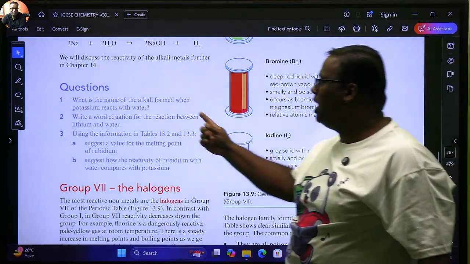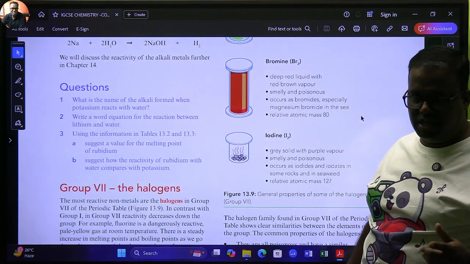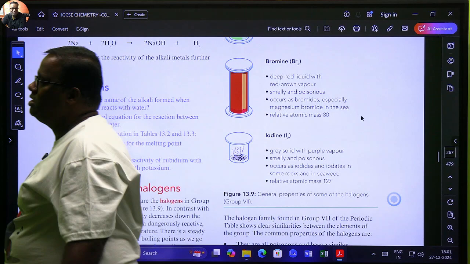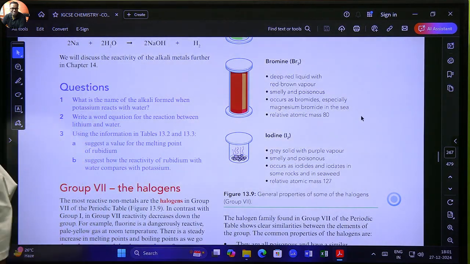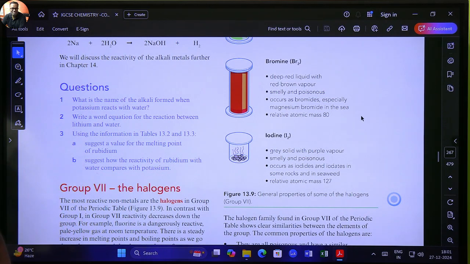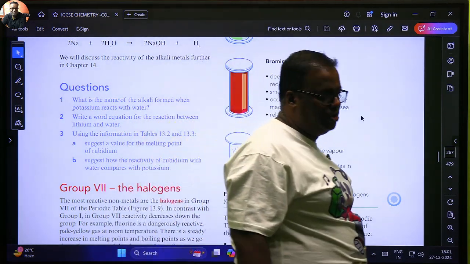What is the name of the alkali formed when potassium reacts with water? Potassium hydroxide, write it, KOH. KOH is known as potassium hydroxide, and its everyday name is caustic potash. Whether it is there in Cambridge or not, you should know as students of science. It's called caustic potash. NaOH is called caustic soda.